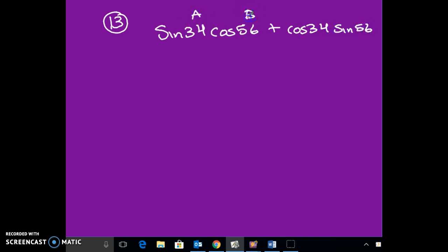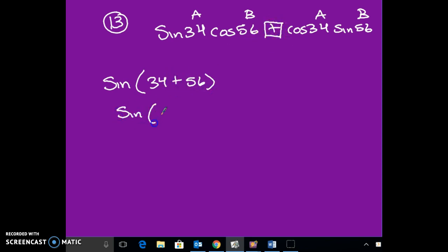This is my A, this is my B. Okay, so if this is sine, cosine, cosine, sine, which formula is that? That's your sine formula. You got your A and your B. If this is plus, then this is plus. 34 plus 56 is 90, and the sine of 90 is 1. Now on your study guide, this is where it stops. But I want you to stop here just like we did on the worksheet in our notes. Okay?